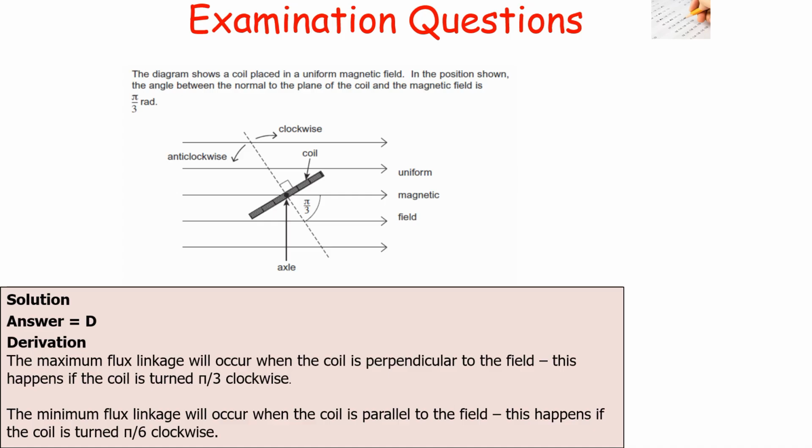So this happens if the coil from the diagram is turned pi over 3 radians clockwise, whilst the minimum flux linkage will occur when the coil is parallel to the field, because you have less field lines cutting through your conductor, which happens if the coil is turned pi over 6 clockwise from that particular position shown on the screen.